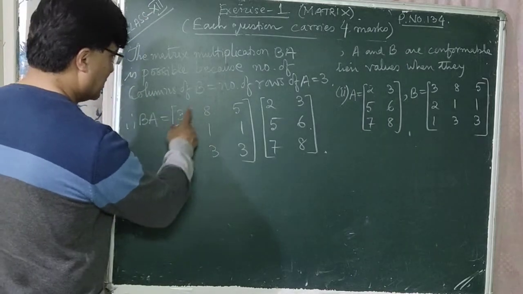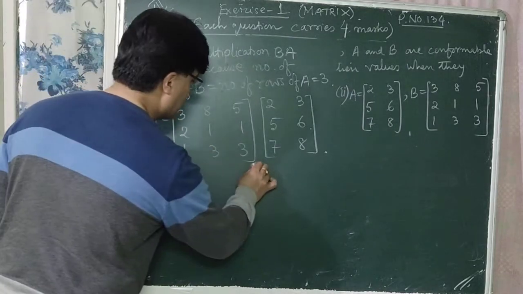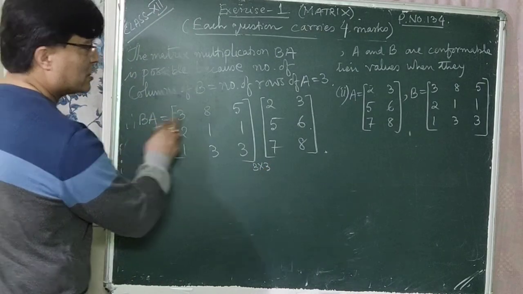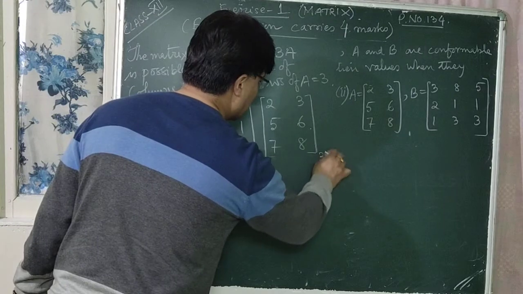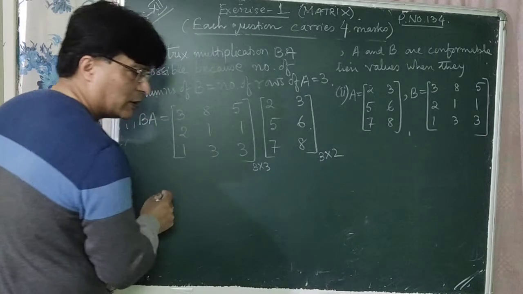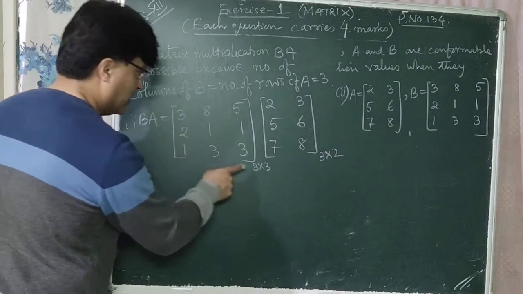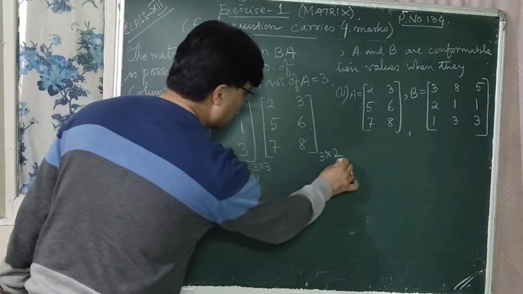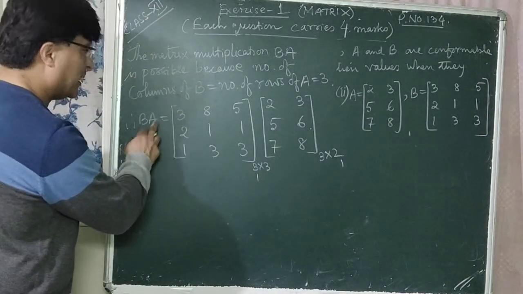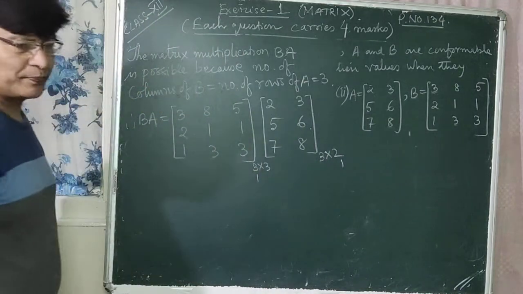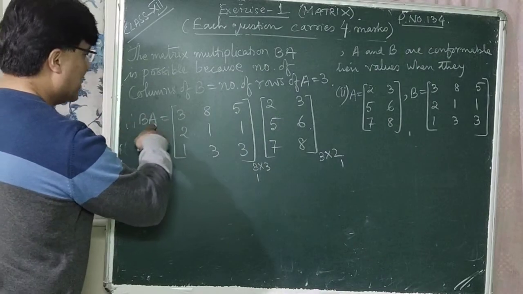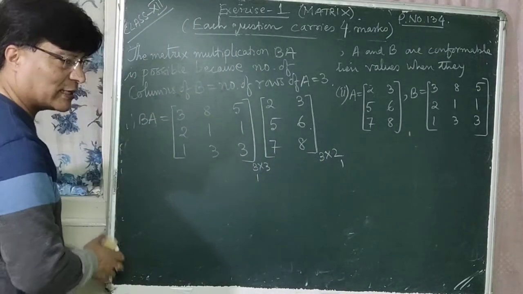In this case, matrix B is of order 3 cross 3 and matrix A is of order 3 rows 2 columns, 3 cross 2. That means here the number of columns is equal to the number of rows here. So the matrix BA is of order 3 cross 2. This 3 and 3 are equal, that means they are cancelled. So matrix BA is of order 3 cross 2. Is that clear?